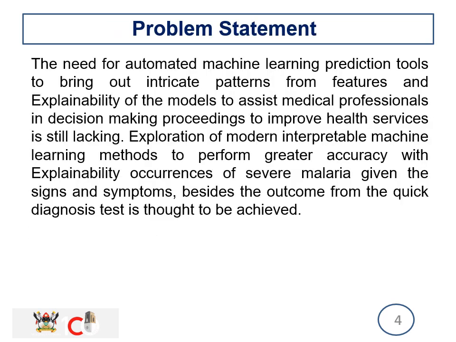The problem statement here: there is need for automated machine learning prediction tools to bring out intricate patterns from features, and explainability of the models to assist medical professionals to come up with better decisions on how to deal with the illnesses and have the medical sector move forward. So exploring modern interpretable machine learning methods to perform with greater accuracy and explainability in predicting occurrences of severe malaria, given the signs and symptoms and outcomes from laboratory tests, is thought to be achievable.